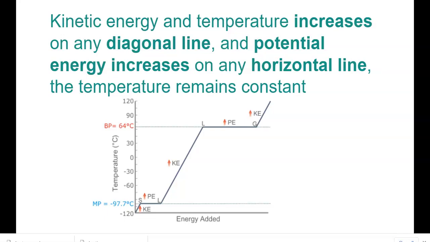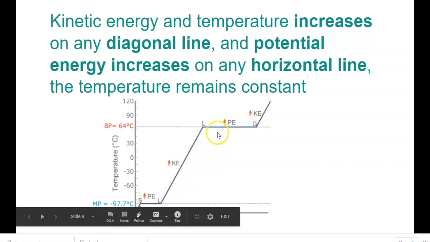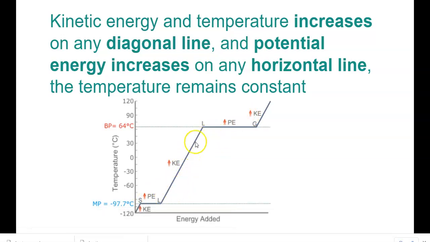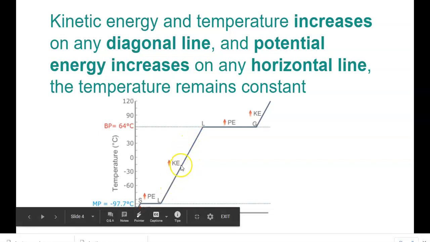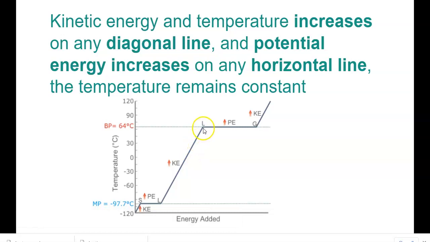This is really important to go back to our reactions. Kinetic energy and temperature increase on any diagonal line. And the potential energy increases on any horizontal line, while the temperature remains constant. So let's do this one. This long one right here where water stays as liquid, my kinetic energy is increasing, and my temperature is increasing. But when I get here to point L, I'm going to start moving from a liquid to a gas. My energy is going to increase, however my temperature stays the same. It's going to stay at 64 until I hit that gas phase, and then I can start increasing the temperature again.